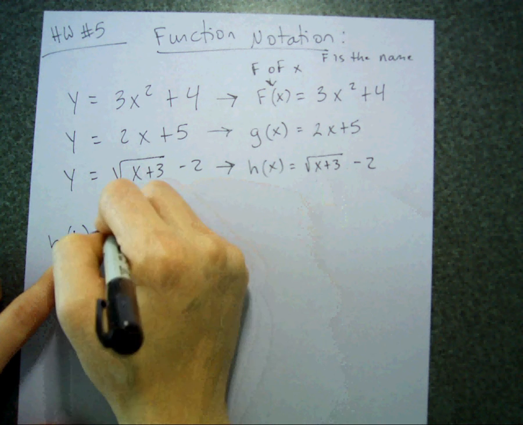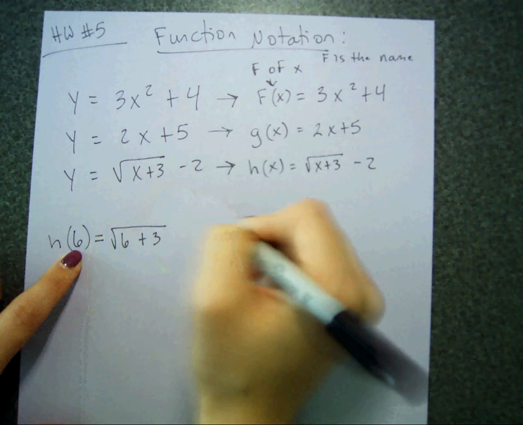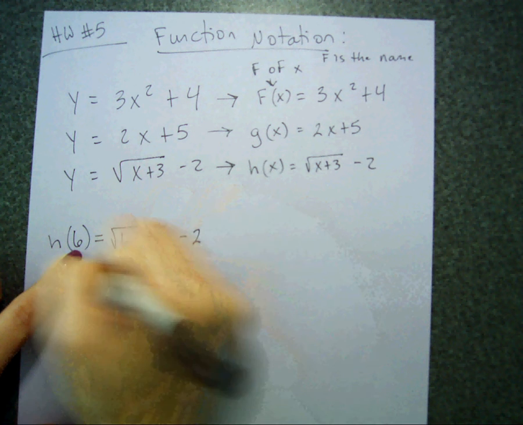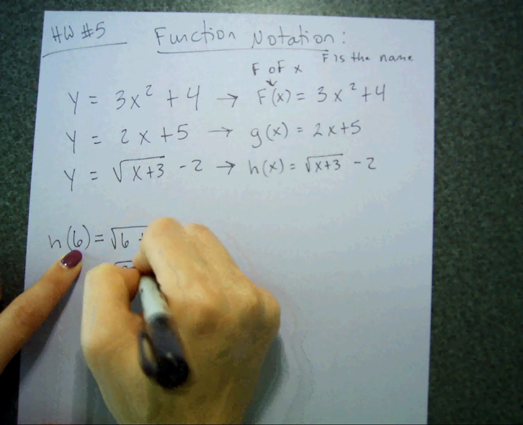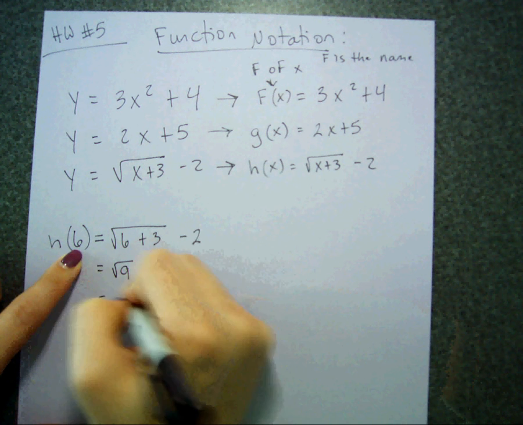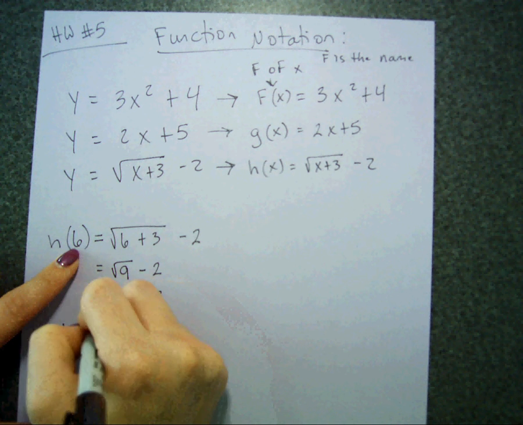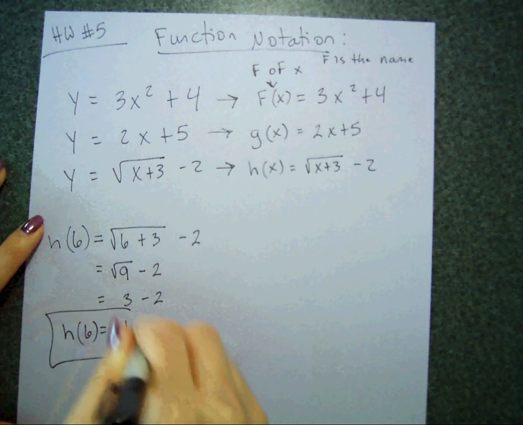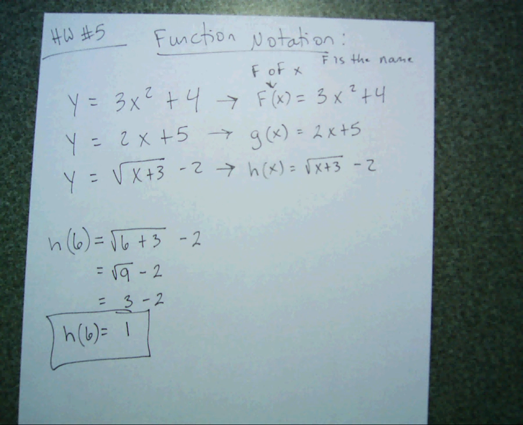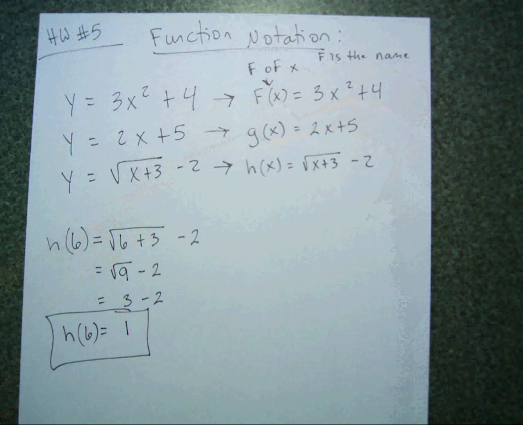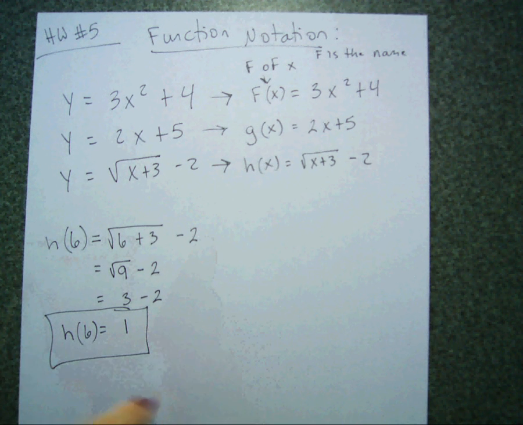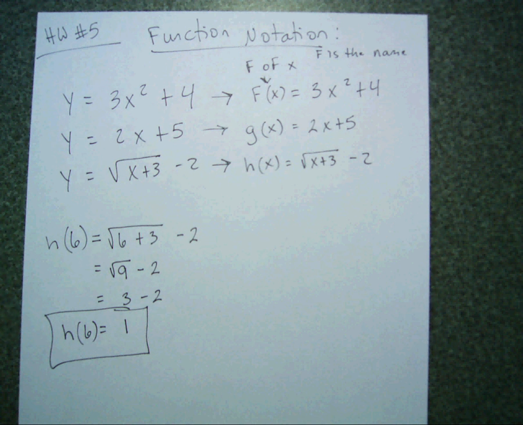So this gives me the square root of now 6 plus 3 minus 2, which gives me the square root of 9 minus 2. Square root of 9 is 3 minus 2. So h of 6 is 1. That's what function notation is used for. Okay. 1, to be able to name my function, and 2, to allow me to evaluate my functions. Okay? Questions on function notation?